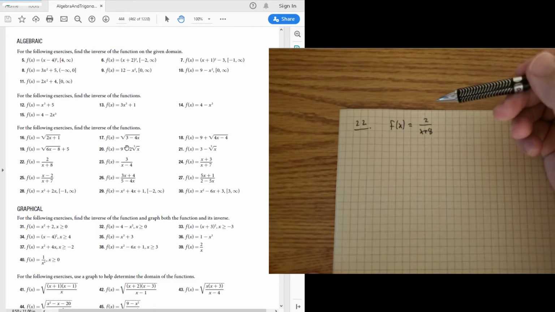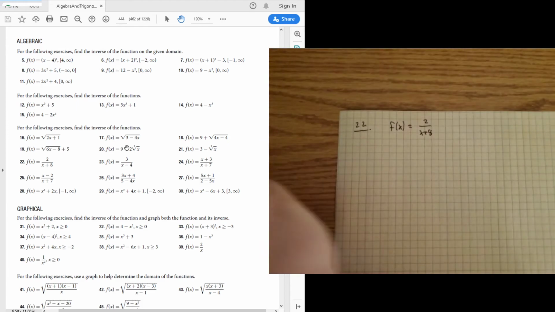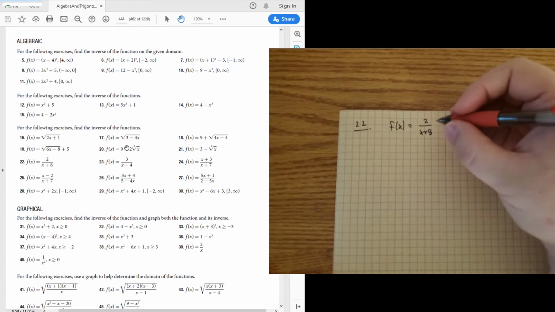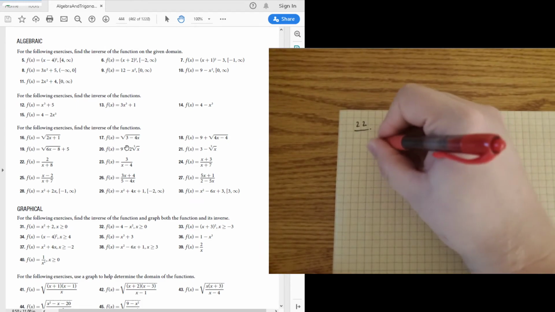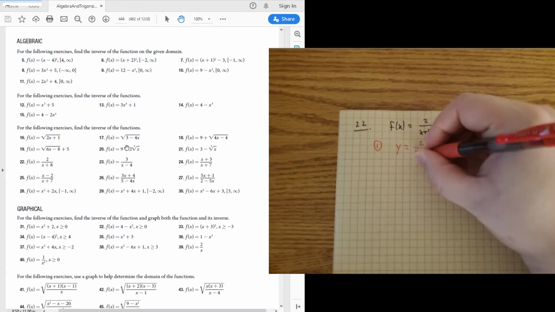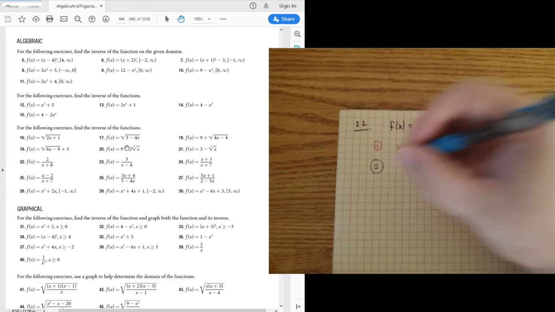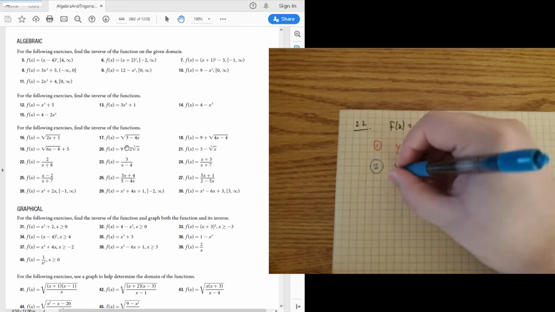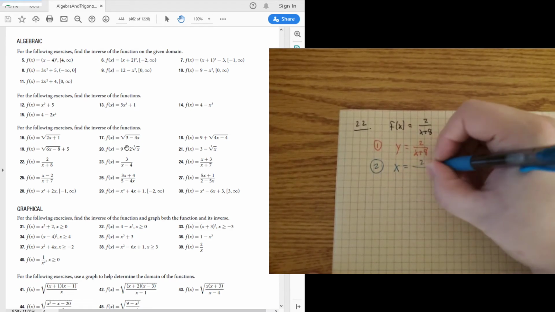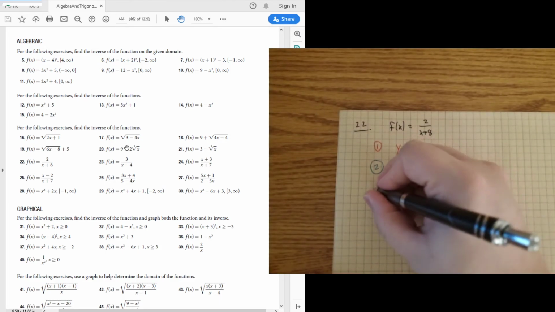one of the big things that I can do here is whenever I look at this function, I can follow the same steps as before, but eventually I'm going to get in a spot where it's going to be weird. So step 1, I'm going to write this as y equals 2 over x plus 8. Step 2, I'm going to swap around x and y, meaning this is now x equals 2 over y plus 8. But now we get to step 3.